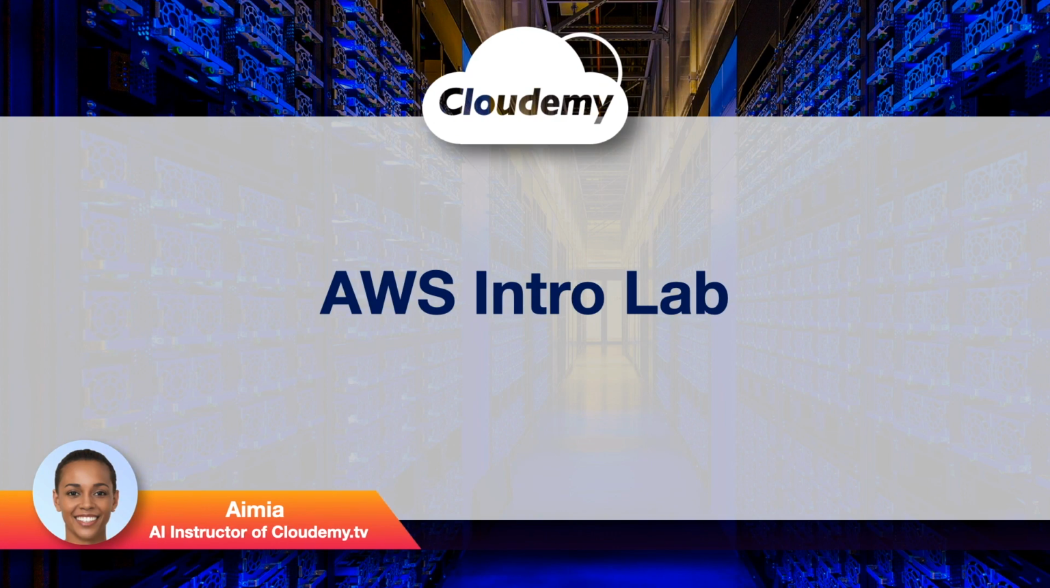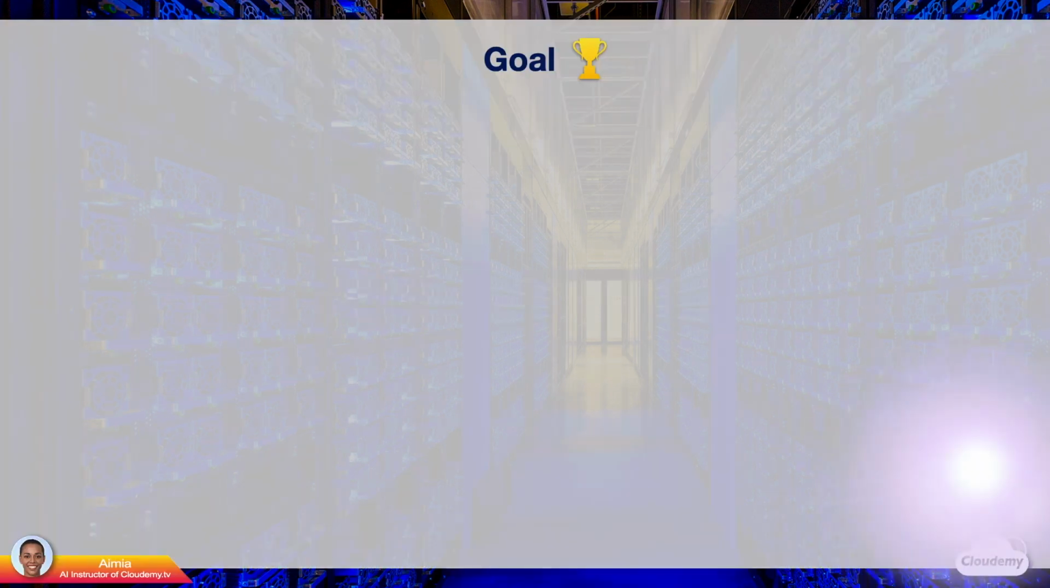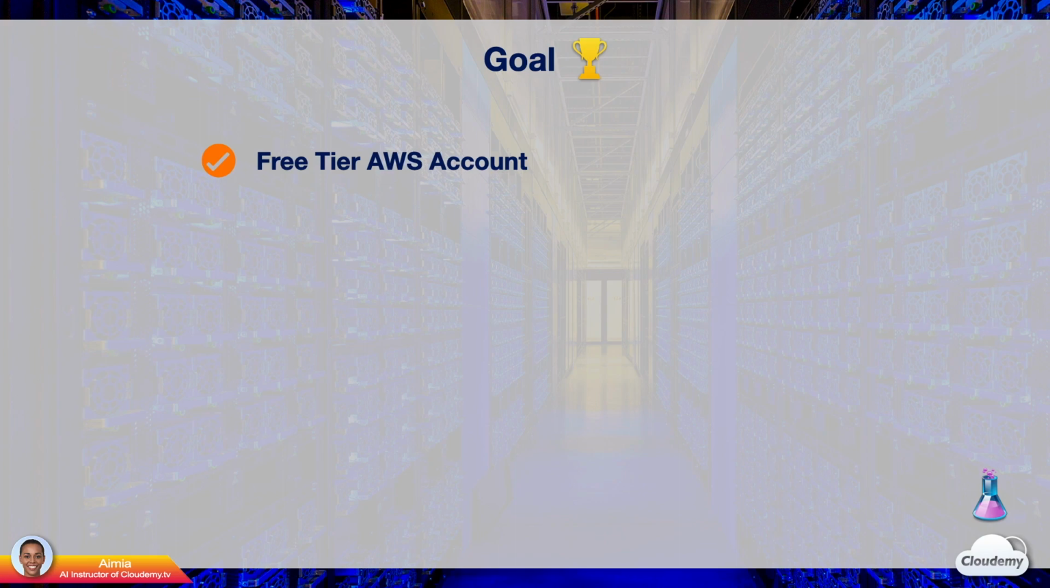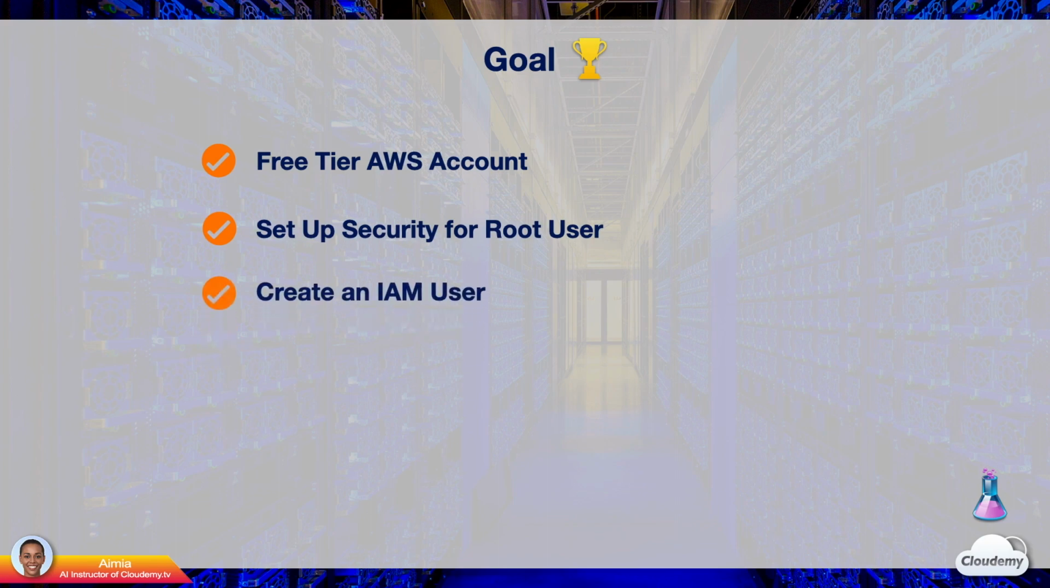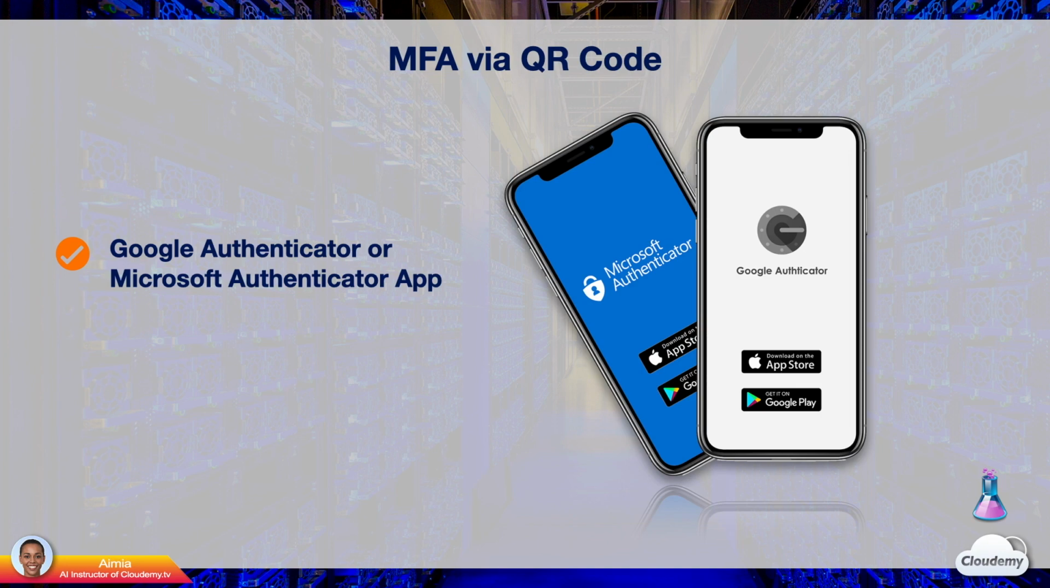In this episode, we're gonna get our hands dirty and get started with AWS. We're gonna register a free tier AWS account with basic support plan. Set up basic security such as multi-factor authentication, MFA, and enforce strong password for root user. We're gonna create an IAM user. Finally, we're gonna set up a billing alarm for your AWS usage. To set up MFA, you need to download Google Authenticator or Microsoft Authenticator app.